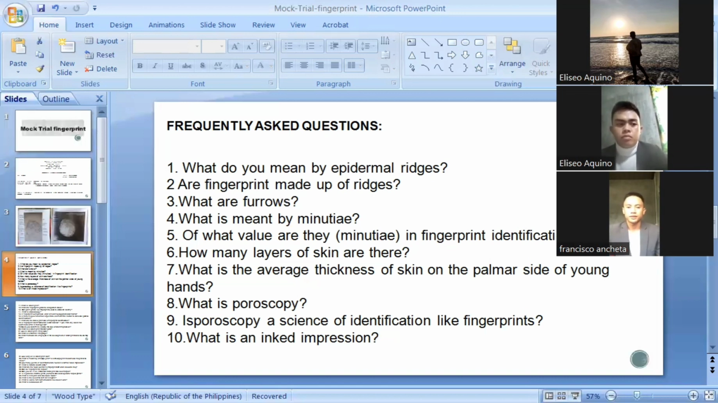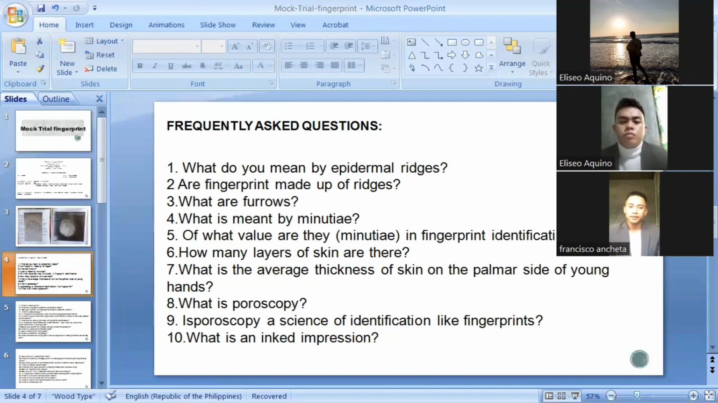So, next is, what is poroscopy? Poroscopy is the study of sweat pores present on the friction ridge of the palmar and plantar surface, and it's a method of personal identification introduced by Edmond Locard. Is poroscopy a science of identification like fingerprints? Yes, Your Honor. Poroscopy is a method of personal identification in which the characteristics of sweat pores on the friction ridge impression of the palmar and plantar surface are examined.